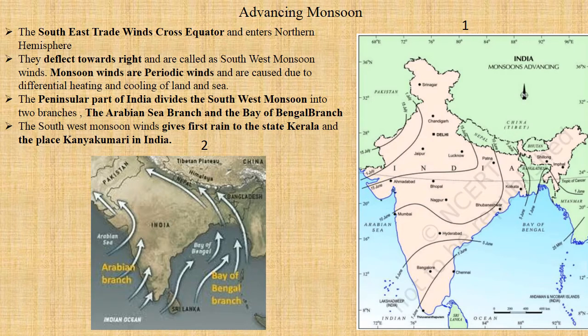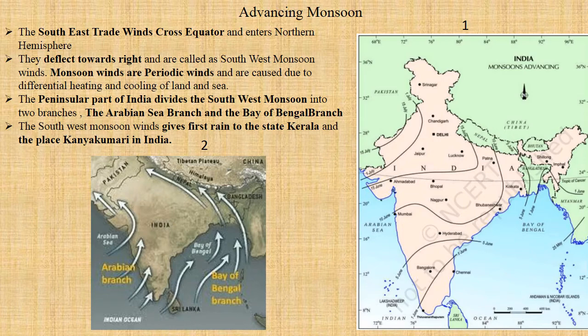Now, in this slide, let us learn how the monsoon advances. It means how the monsoon proceeds after the summer season. In our previous slide, we have seen that due to intense heating of land and water body, a huge pressure difference is created. And due to that, the southwest monsoon winds move from sea to land. That means from high pressure to low pressure.